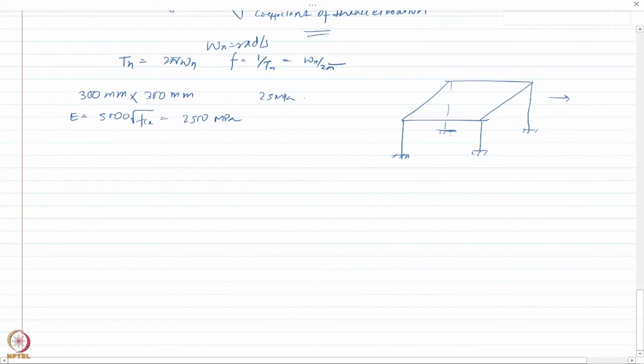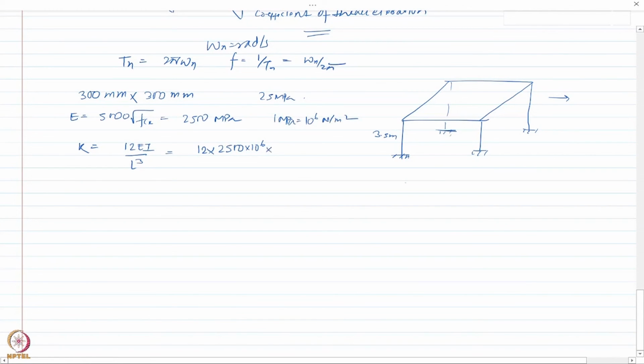Remember that our stiffness in that case was 12 EI by L cube. A typical story height you can assume as, let us say, 3.5 meter. So if I substitute it here, I will get 12 times E, which is 25000 MPa. This I can write in newton per meter square. Remember, 1 MPa is nothing but 10 to the power 6 Newton per meter square.